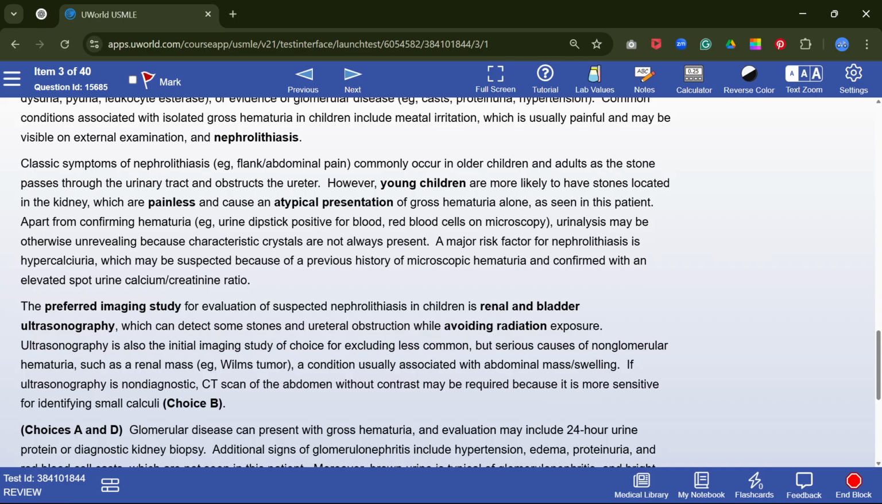Ultrasonography is the initial imaging study of choice for excluding less common but serious other causes of non-glomerular hematuria, such as a renal mass, a condition associated with abdominal mass swelling. If ultrasonography is non-diagnostic, a CT scan of the abdomen without contrast may be required because it is more sensitive for identifying small calculi.